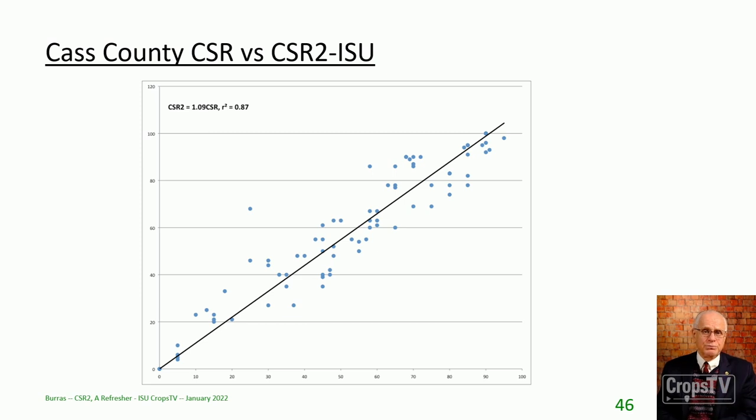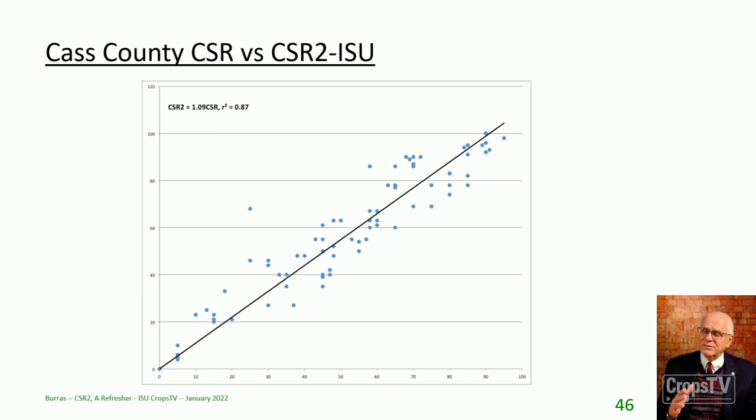You can't really see the formula. But the difference is this has like a 0.87 or something, or 0.8, so 80% successful or so in doing it. The really interesting thing here is you'll notice the equation is CSR2 is equal to 1.09. So there's a 9% increase is what that's saying. The CSR2 value on average is about 9% higher than the CSR value.